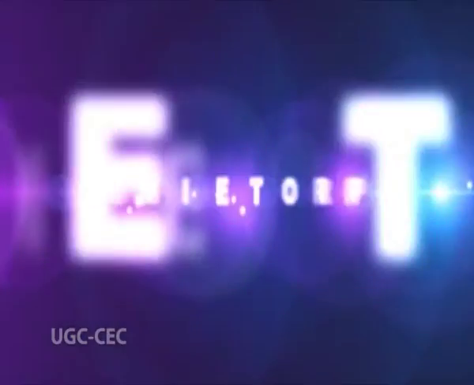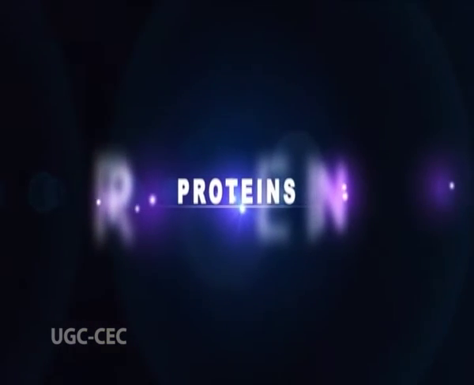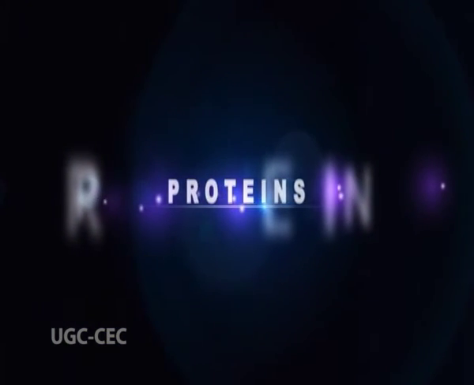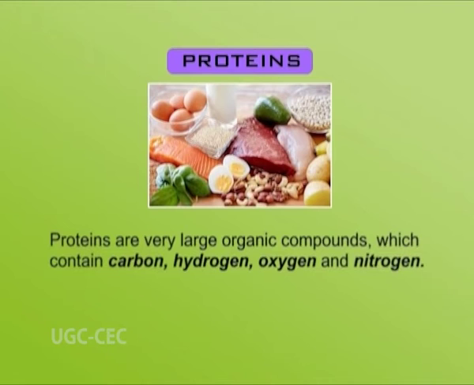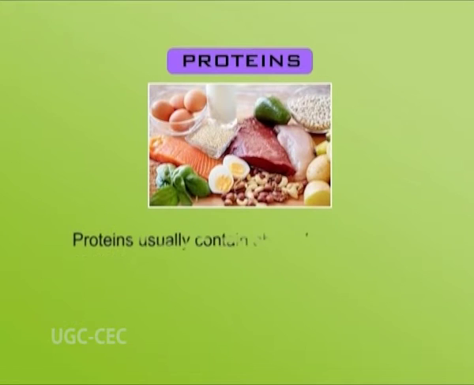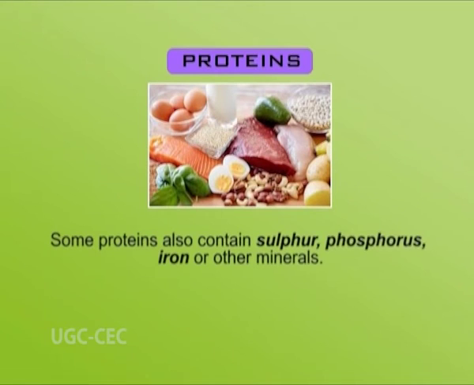Now, we'll see about the protein. Proteins are very large organic compounds which contain carbon, hydrogen, oxygen, and nitrogen. Proteins usually contain about 16% nitrogen. Some proteins also contain sulfur, phosphorus, iron, or other minerals.